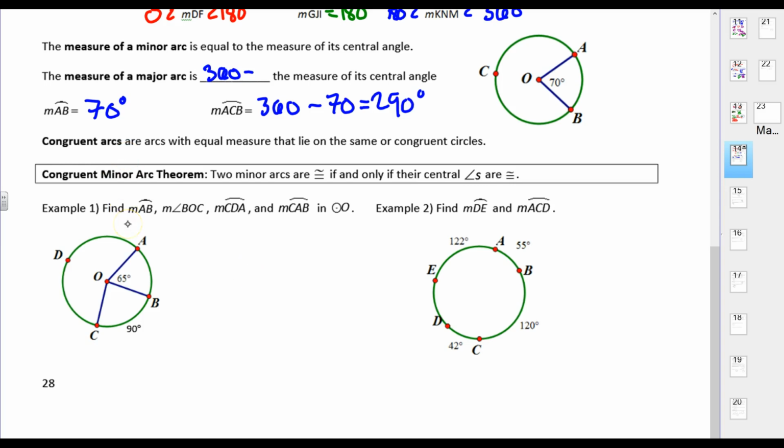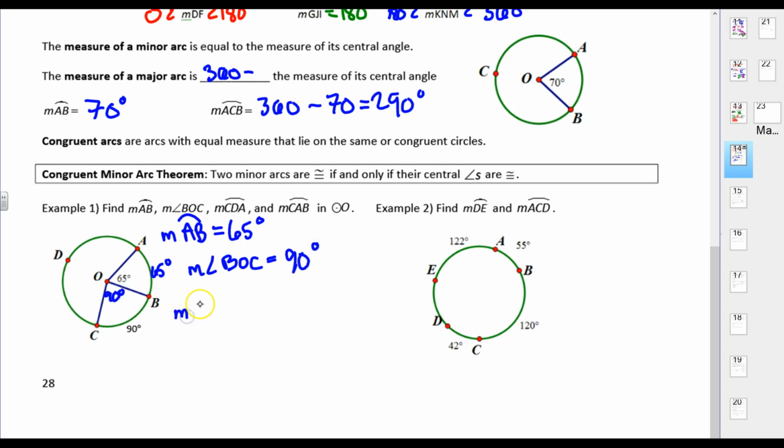If I want to find the measure of arc AB, that's pretty easy. It's just the strict 65 degrees. So from here to here would be 65 degrees. It's the same as the central angle. And the measure of angle BOC would be the same thing as the measure of its arc. Well, BC is intercepted by angle BOC. So if this is 90, this would also be 90.